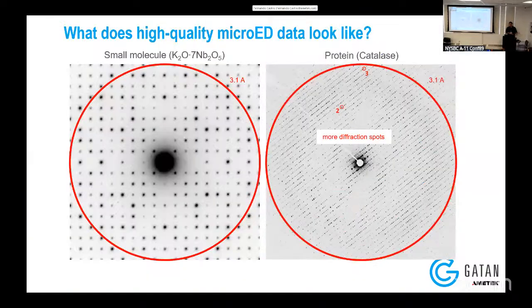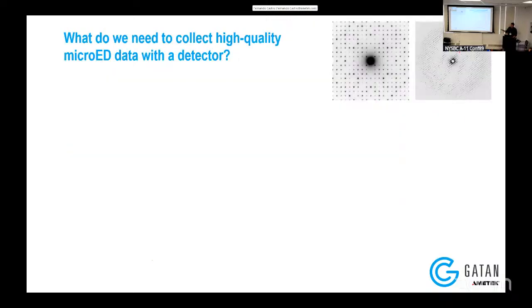But the other thing that's important, as a lot of people have already talked about, is the detector that we're using. I like to think about it in terms of what the actual data that we're acquiring looks like, and how that determines what we need from our detector. These are two different kinds of regimes, essentially, of diffraction between proteins and small molecules.